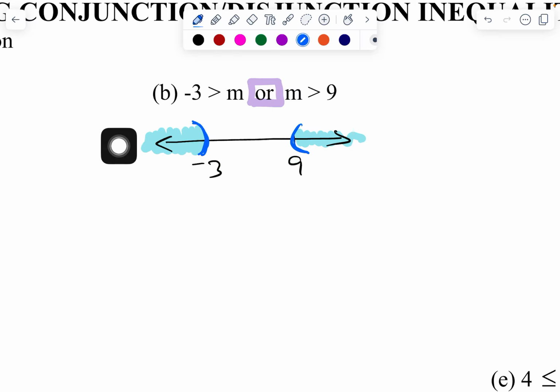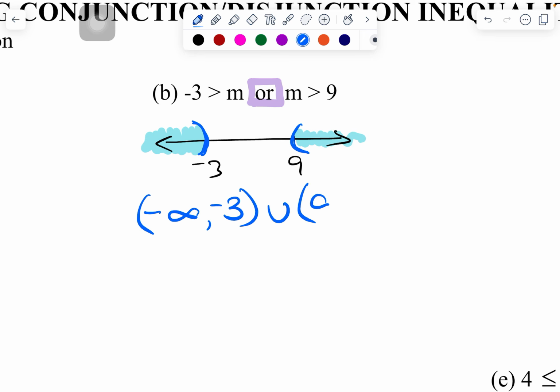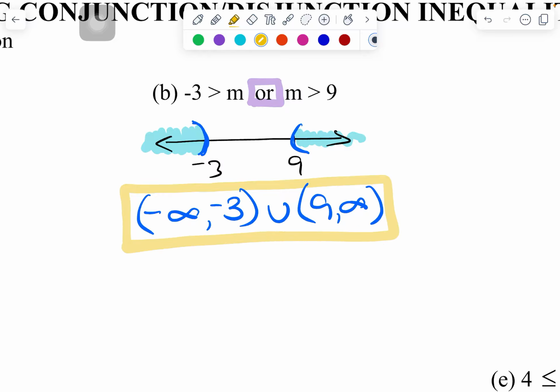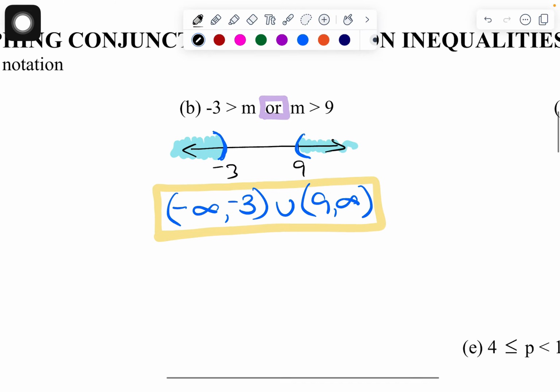So this shading, if I go to the far, far left, is going to represent -infinity. It's going to go all the way up to -3, parentheses on both. Union, right, that's the little U for union symbol. We're going to pick up at 9 and then go to infinity. So this would be the interval notation that represents the graph that I've created there. Okay, so that's part B.